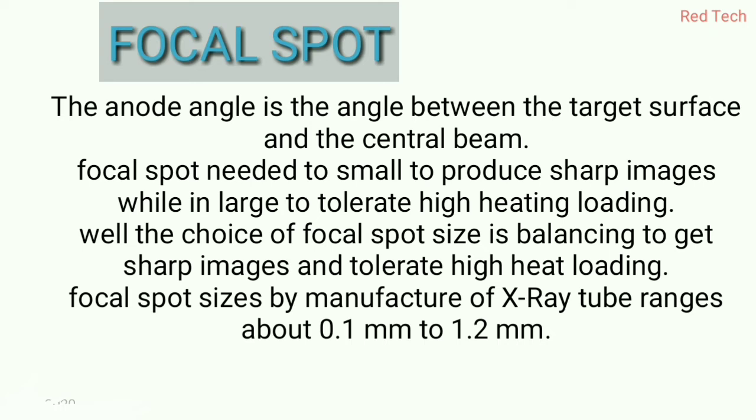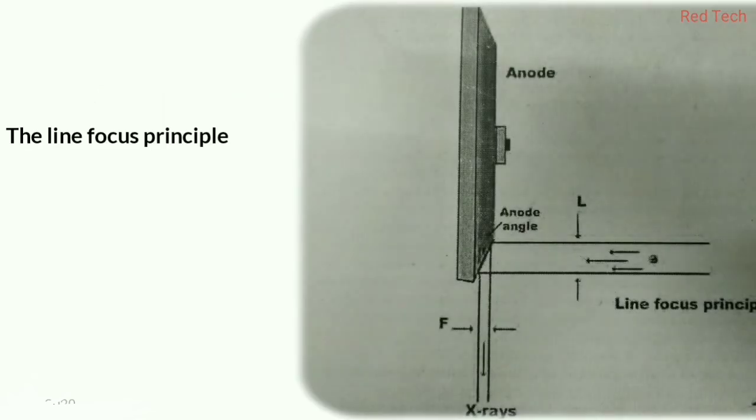Focal spot size is mainly manufactured at around 0.1 mm. Here you can see the diagram of the focal spot, and the whole scenario shows you the line focus principle. Here the size of the X-rays coming out is wide, but below, you can see that when X-rays are produced, a narrow line comes out from the anode. So the anode angle plays a vital role in narrowing the X-ray beam, or you can say making a small focal spot.